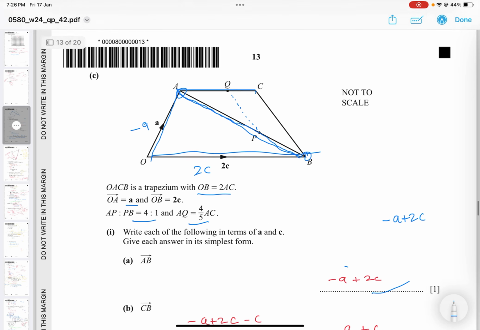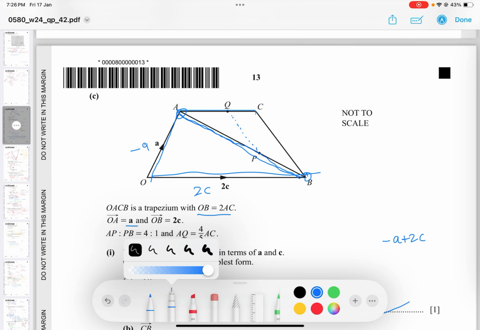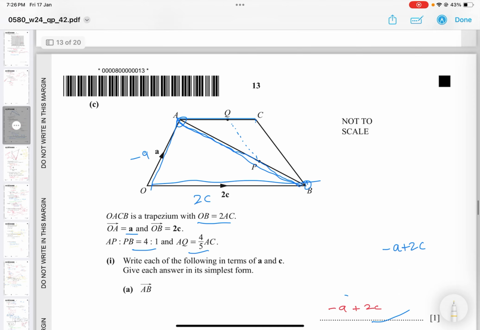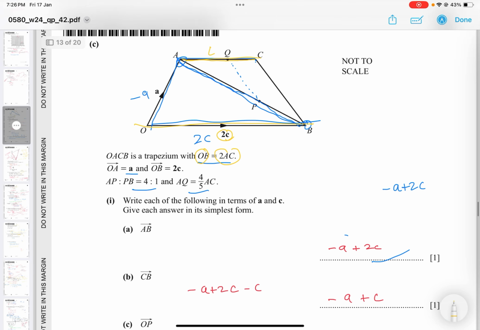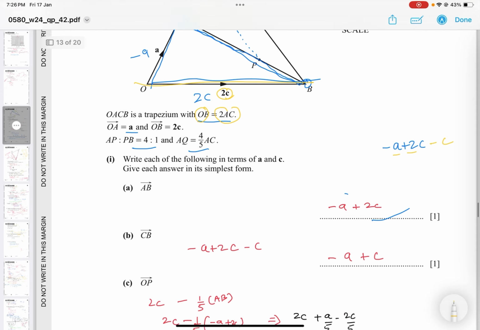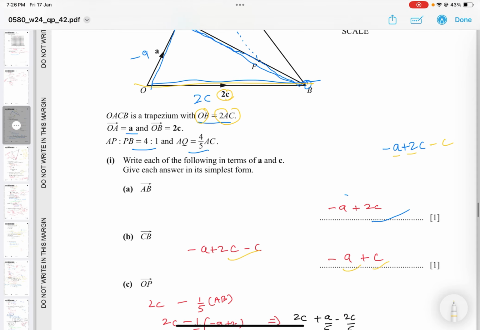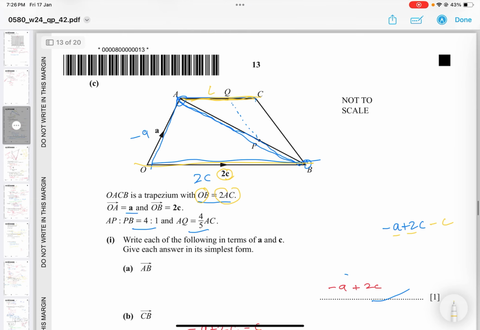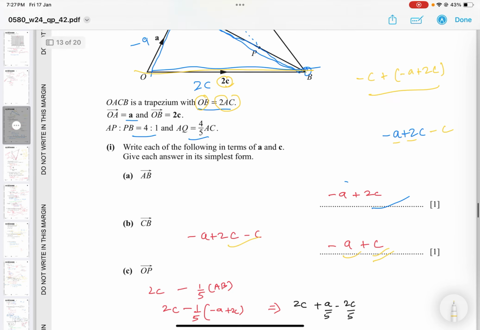Now one more thing has been given in the question. Look very carefully at this: OB equals twice AC. So OB is equal to twice AC. That means if it is 2C, it would be C. So if I am going in the opposite direction, it will become negative C. So negative A plus 2C, negative C, will result in negative A plus C. Always remember, if I am going in the opposite direction, I will take a negative sign. Now I know the AB value. You can write it like this as well: negative C plus negative A plus 2C, and you will get your correct answer.